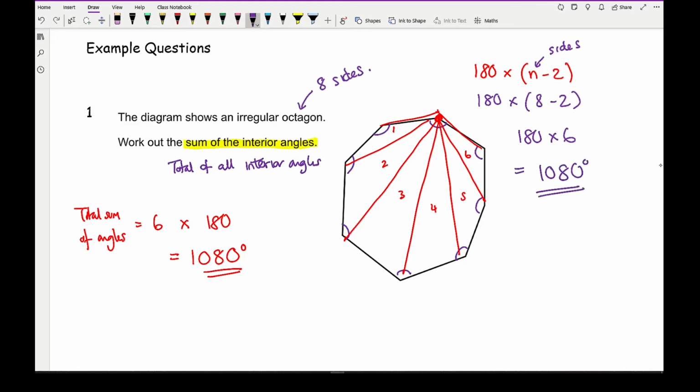So it doesn't really matter which way you do it. If you learn the formula, excellent. If you forget, as long as you learn the method of picking any point, drawing straight lines to all the other points, working out how many triangles there are, multiplying the number of triangles by 180, you get the total sum of angles, which we have here.